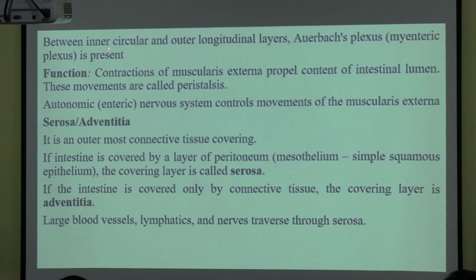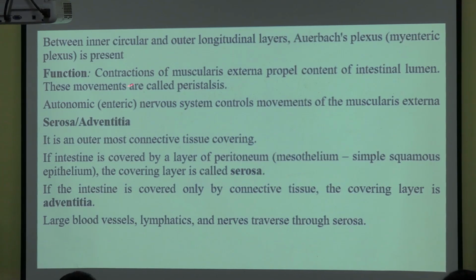Next, between the inner circular and outer longitudinal layer, a nerve plexus is there, called Auerbach's plexus or also called myenteric plexus. Previously, it was called Meissner's plexus, but now this particular nerve plexus is called myenteric plexus. What is its function? Motility. It controls the motility, mainly the peristalsis movement. A short question MCQ comes from here, so please be careful and note it down.